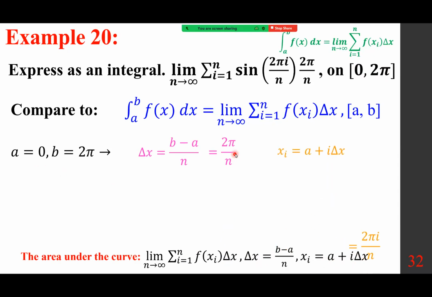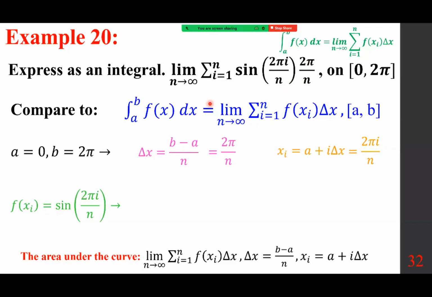Simply put, 2 pi i n. So a, which is 0, i times 2 pi over n, so 2 pi i over n. So what we are looking at, f of x sub i, and as you can see, by the way, 2 pi n, you see that? Delta x is the same as dx. Okay, delta x is the same as dx.